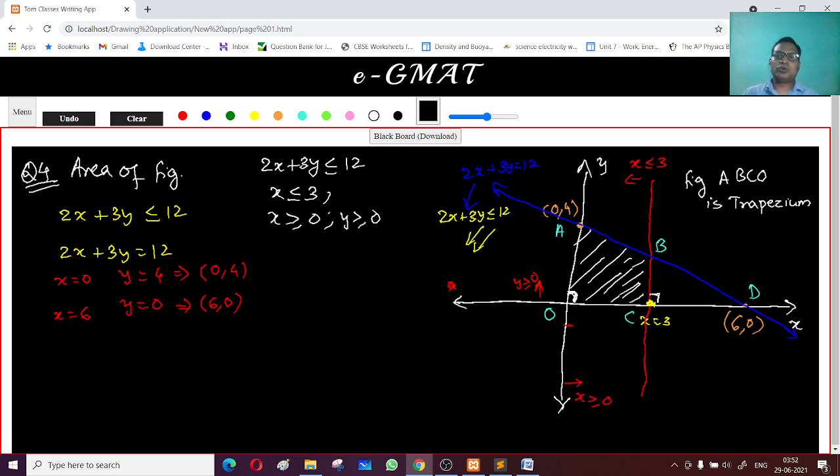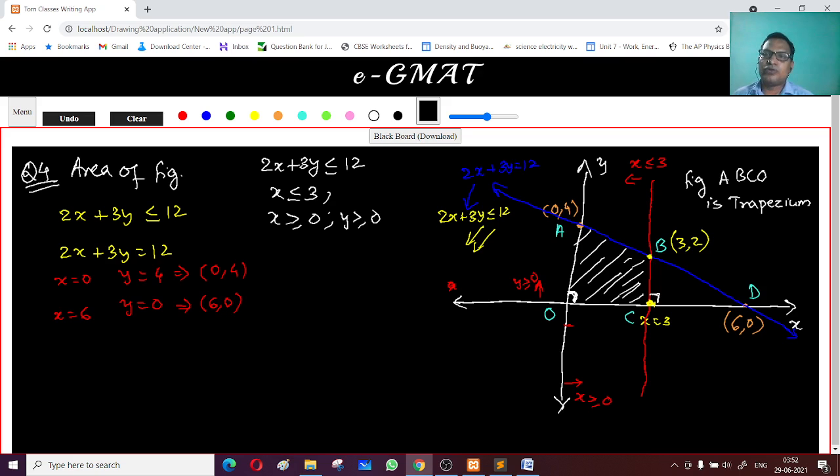Now, can we define the coordinates of B? Yes, we can. The x coordinate is 3, and this point is also on this line, so I will put it over here. So 6 plus 3y is equal to 12, that is, 3y is equal to 6, so y is 2, so this point is going to be 3 comma 2. Okay, so now I can find this.